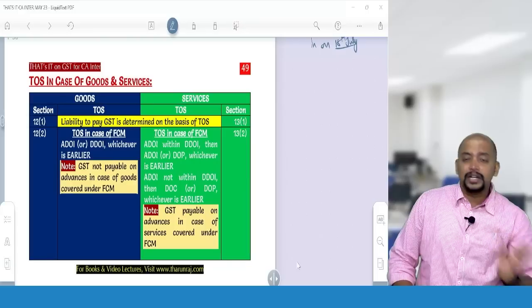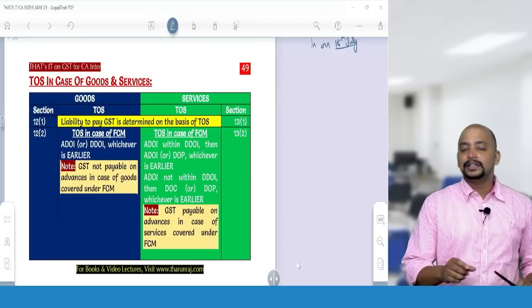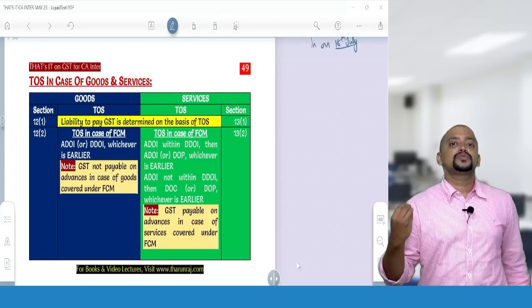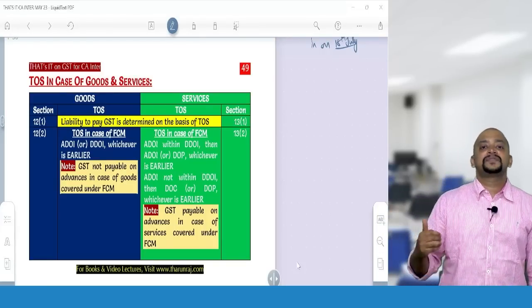If the invoice is not given within the due date, then we need to take the completion date or payment date, whichever is earlier. As payment date is one of the dates here, is GST payable on advances in case of services covered under FCM? Yes.